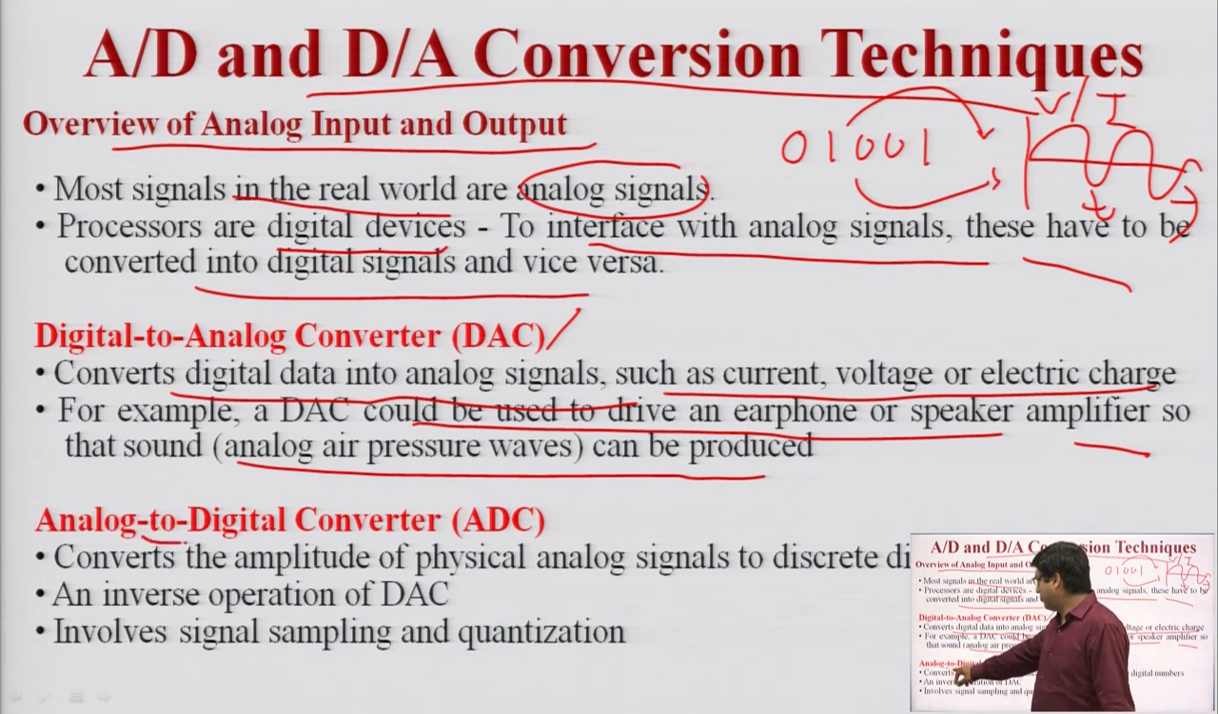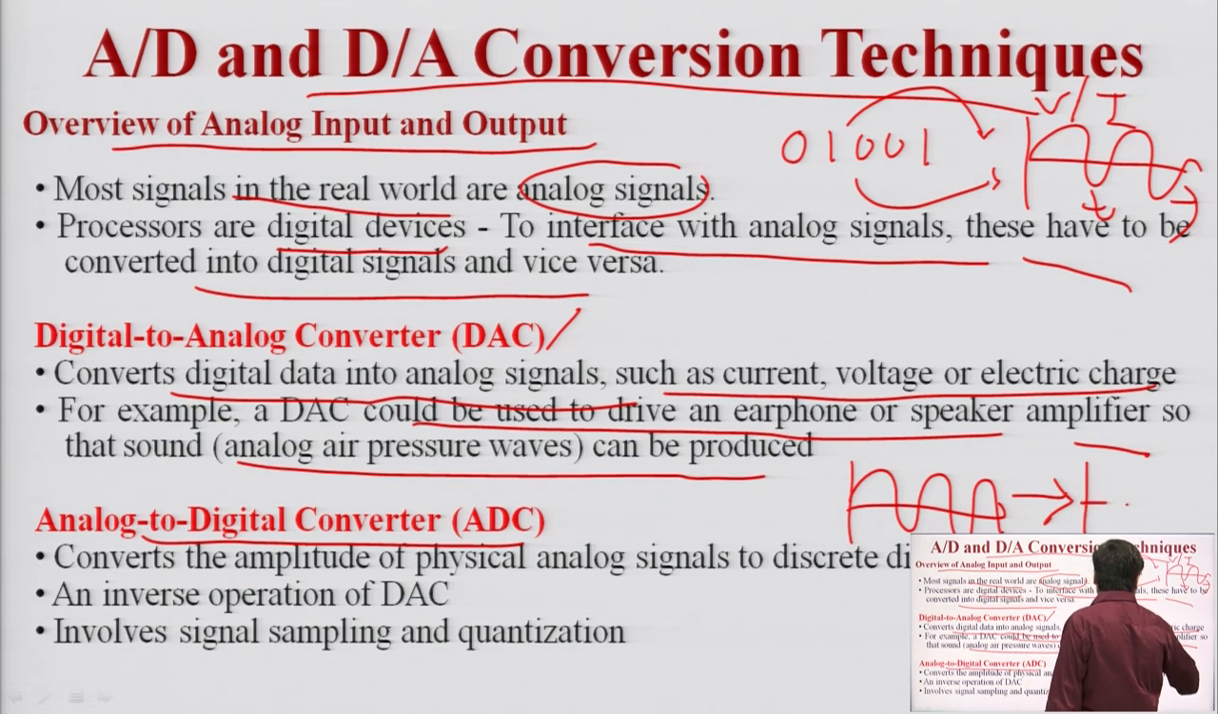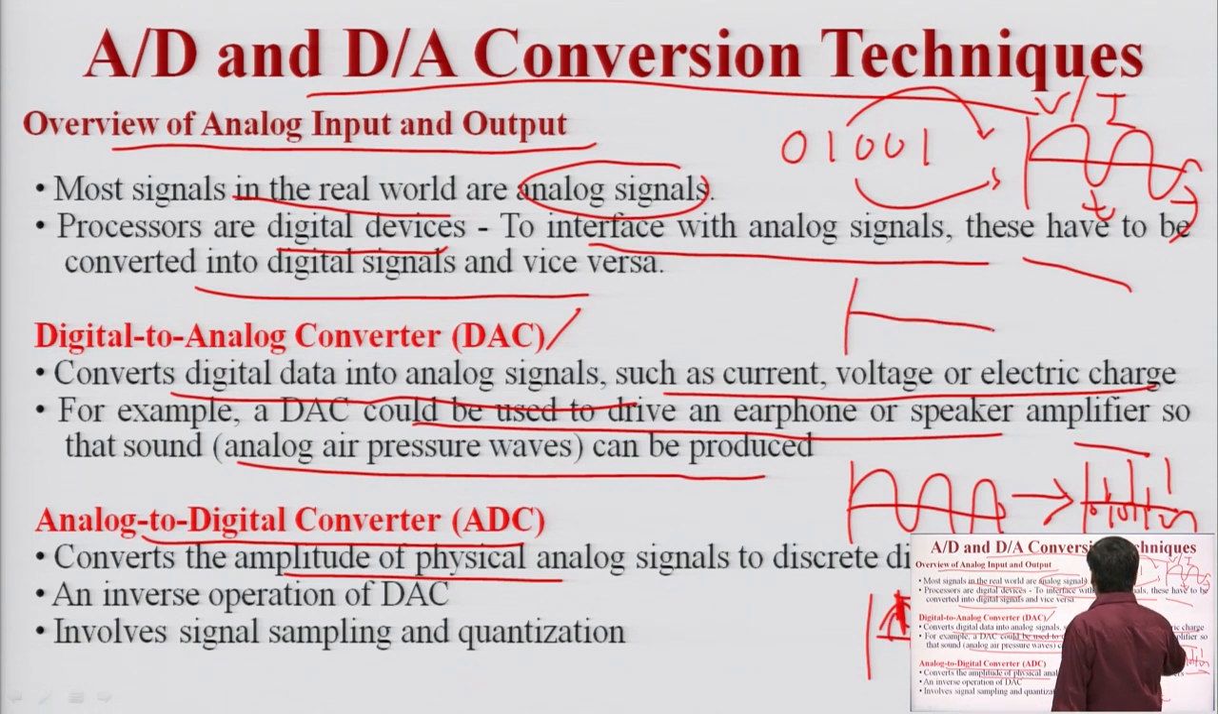After that, we have the analog to digital converter, ADC. As the name implies, it converts the analog signal into a digital one. An analog signal is continuous in nature. It takes the analog signal and converts it into the form of a digital signal, that is, 0101 0101 0101 and so on. It converts the amplitude of the physical signal, like this amplitude. I am writing again: it converts the amplitude of the signal like this into the discrete form, like this one.